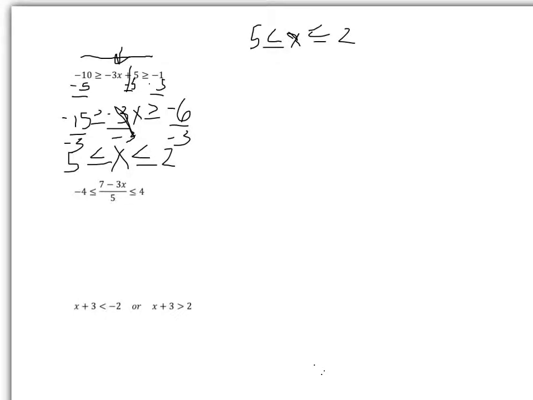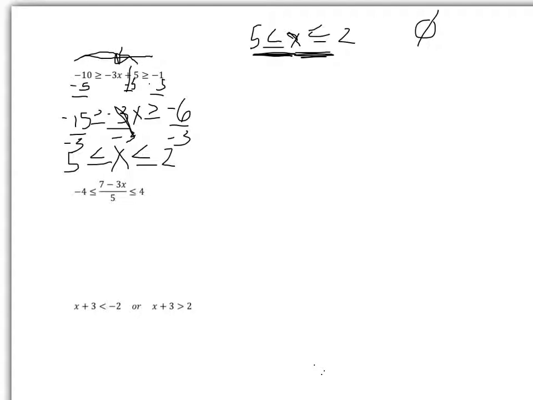So really, this is not a great thing. And if we look at this, it doesn't make any sense. Like, are there any numbers that are bigger than 5 and less than 2 at the same time? Answer is no, and that's why we get the empty set. Okay? So another way we could think about this is an and.